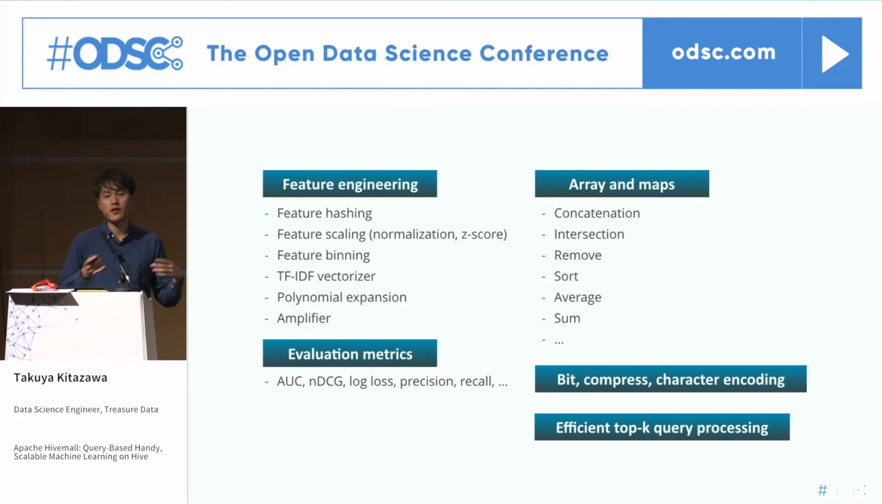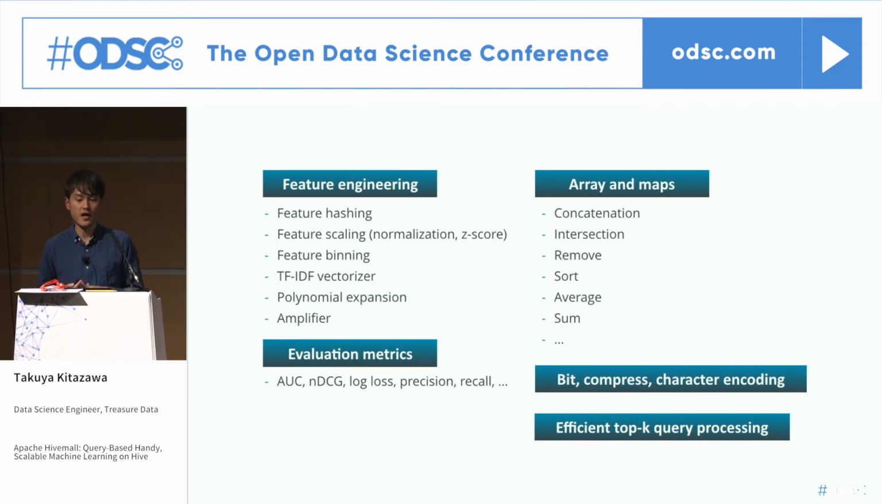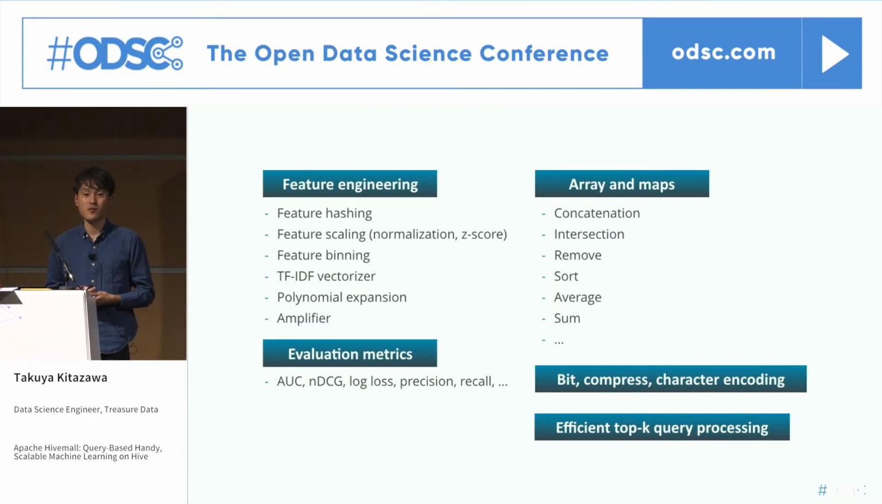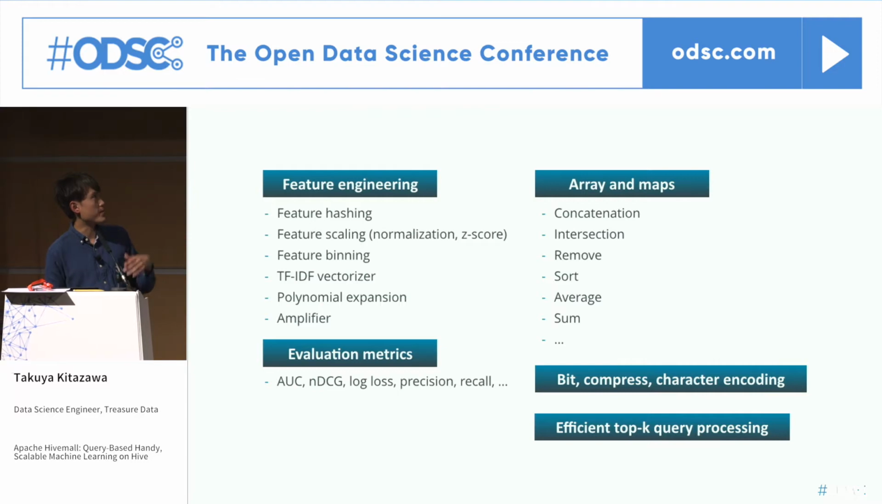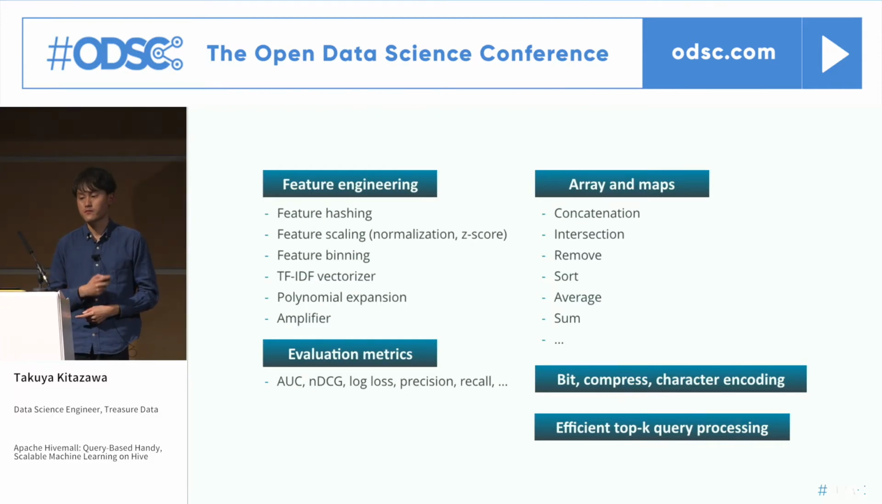Not only machine learning, but also some generic functions are supported in Hivemall. So some basic array or map-related functions are implemented in Hivemall. It's pretty useful, mainly for preprocessing of data. Or bit or compression operations can be implemented by using Hivemall functions. And a notable thing here is efficient top K query processing.